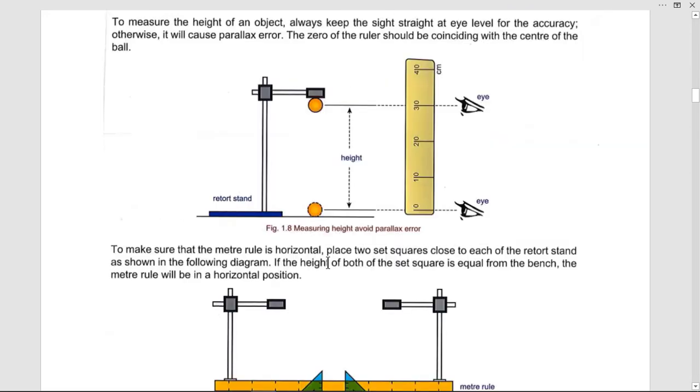Again, when you are talking about the reading, for example here, when you are going to take the reading, even from this vertical side, your eye level should be at the same height as the reading, for example at 90 degrees, to avoid the parallax error.